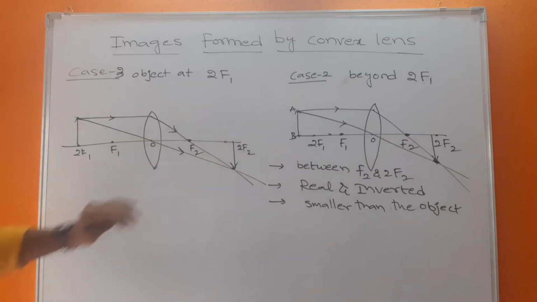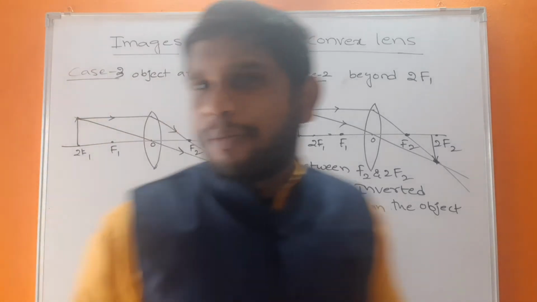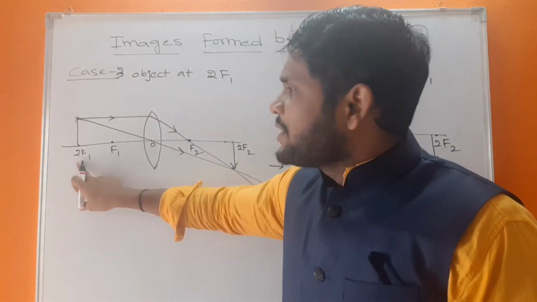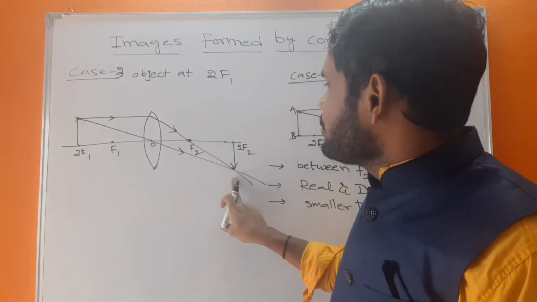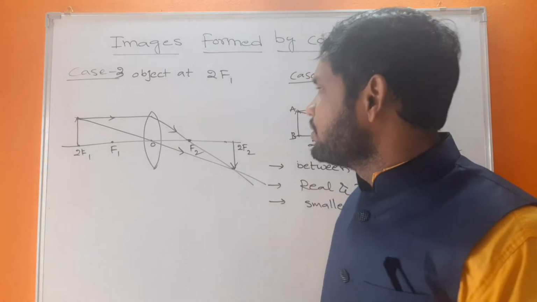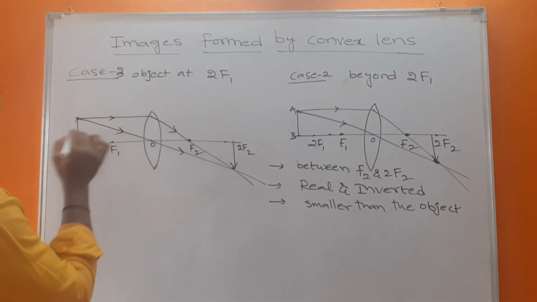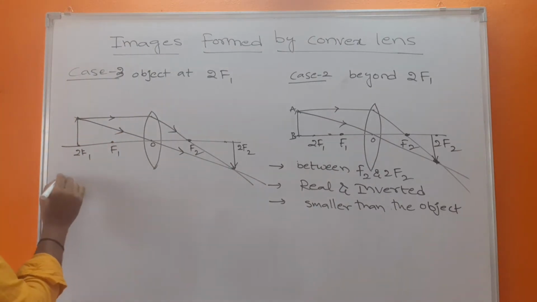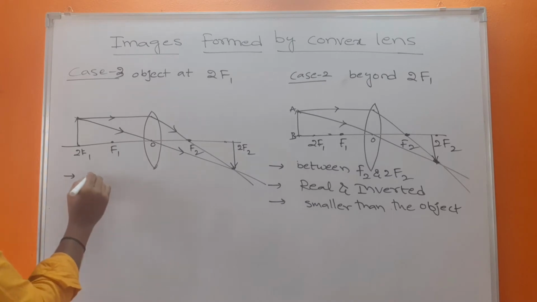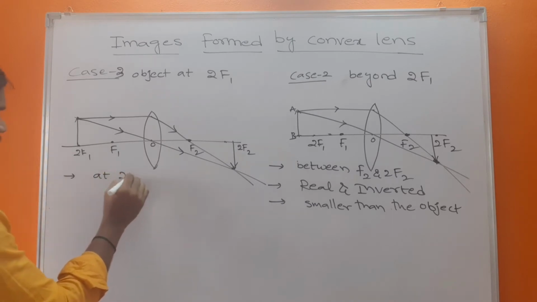In this way we can understand where the image is going to be formed. When the object is placed at 2f1, the image is seen at 2f2. So let's write the characteristics of the image. The first one is the position of the image. The position is at 2f2.